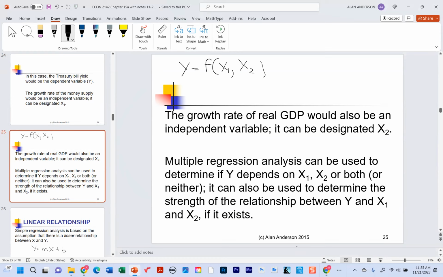We're estimating the relationship between three variables. Interestingly enough, we can no longer draw this as a straight line. This now requires us to draw it as a plane, which is very complicated. I find it very difficult to draw this properly.